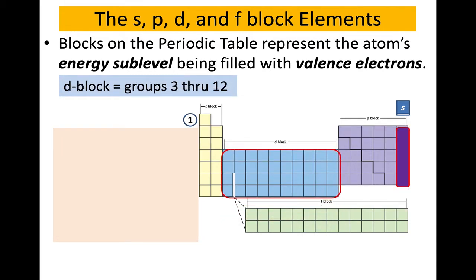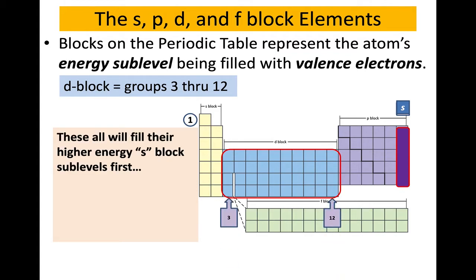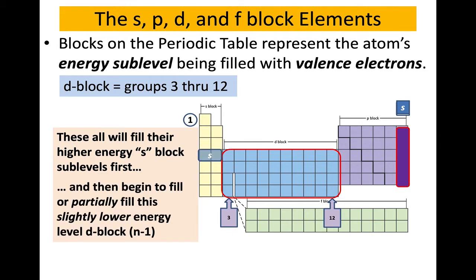D block, that's groups 3 through 12. These will all fill their higher energy level S block sublevel first. I'm starting on this row, the fourth row. That's where I got a D block. And then begin to fill, or partially fill, the slightly lower energy level in the D block, N-1.